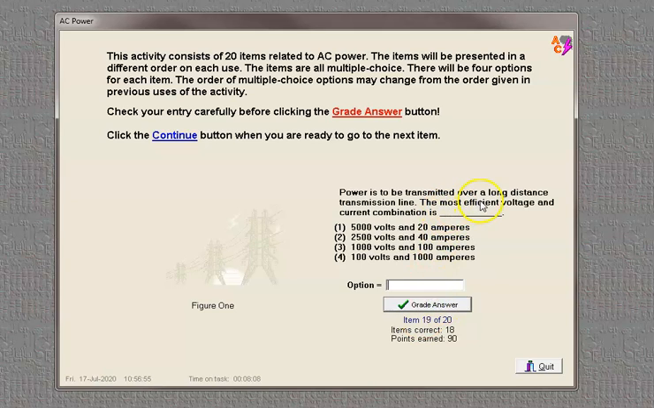Power is to be transmitted over a long distance transmission line. The most efficient voltage and current combination would be the highest voltage and the lowest current. So we're going to pick number 1. Remember, 5,000 volts is not what we use in our house, but a transformer can easily break that down from 5,000 volts at 20 amperes to 120 volts at a considerably larger amount of current. So we will pick number 1, highest voltage, lowest current.